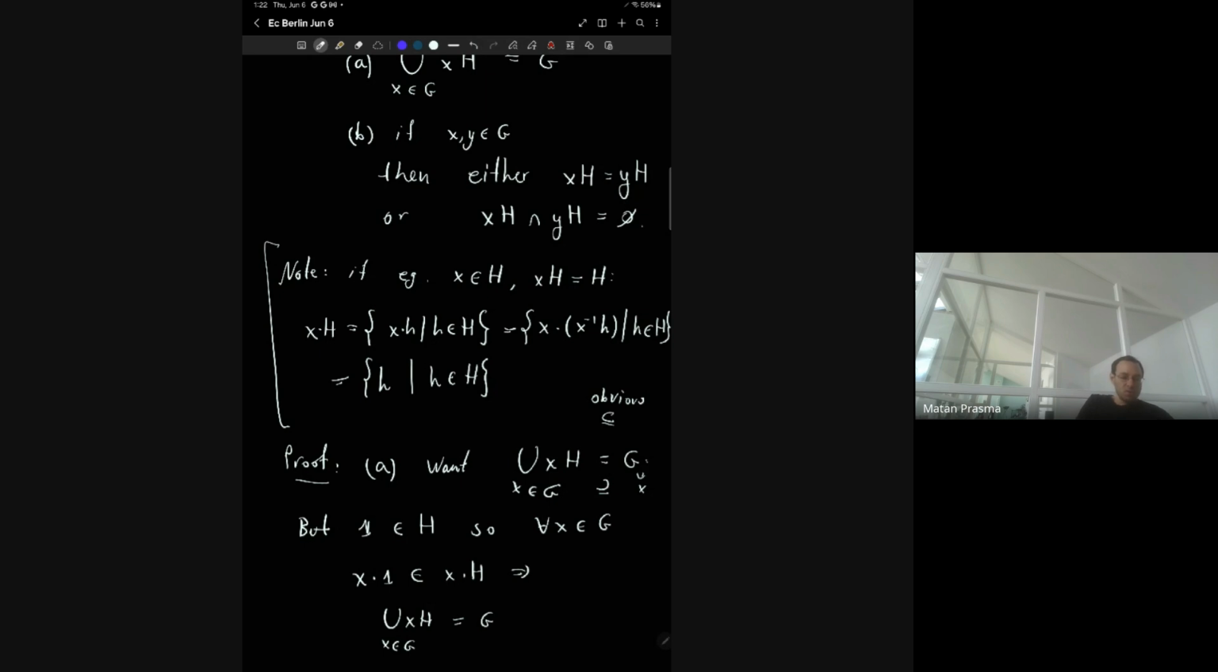Okay, so I took x, and x always belongs to xH, the coset of H with respect to x, because x can be written as x times 1, and 1 is an element in H. H is a subgroup, right? So x, which is x times 1, always belongs to xH, and hence it belongs to the union. Okay?